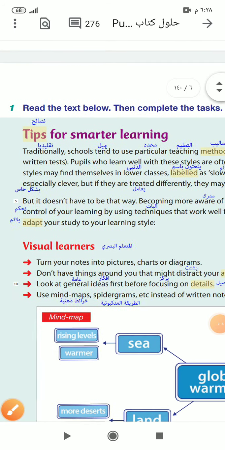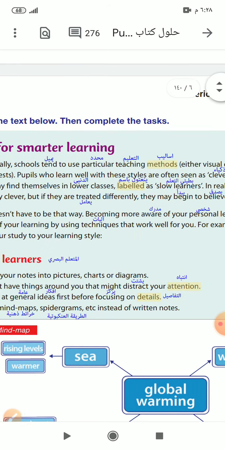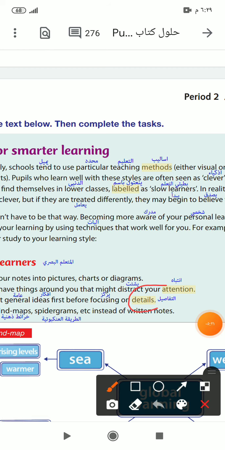Tip number 3. Look at general idea first before focusing on the details. لو احنا يعني نطلع على الأفكار العامة before details التفاصيل، يعني every small things. تفاصيل means every small things. وحتلاقوا المينينج students في الاكسرسايز below. اوكي.